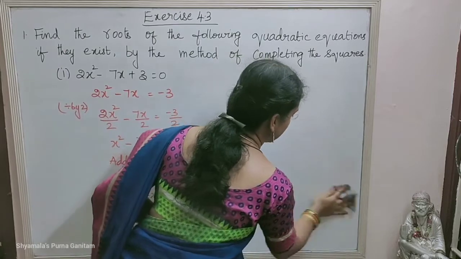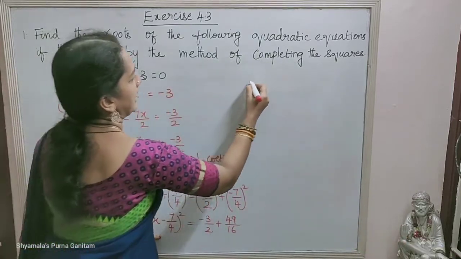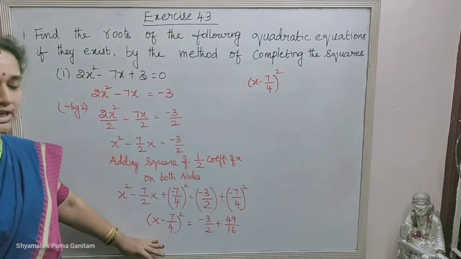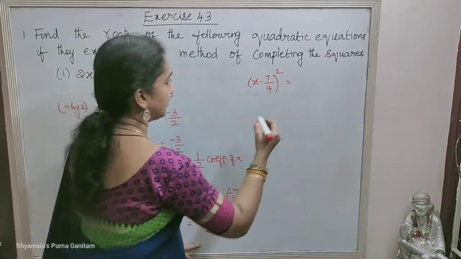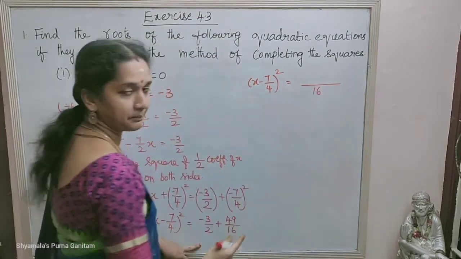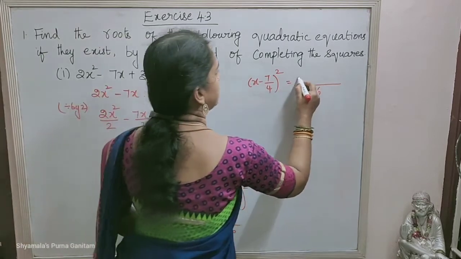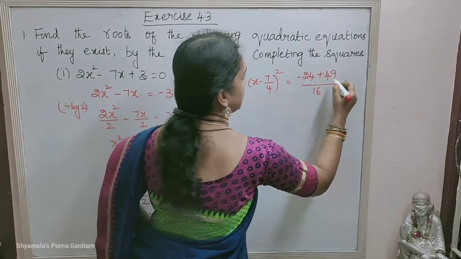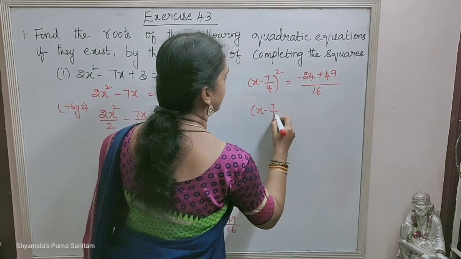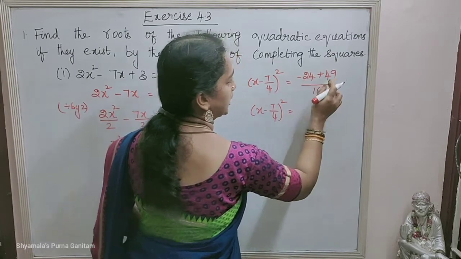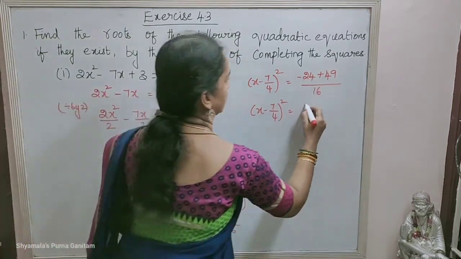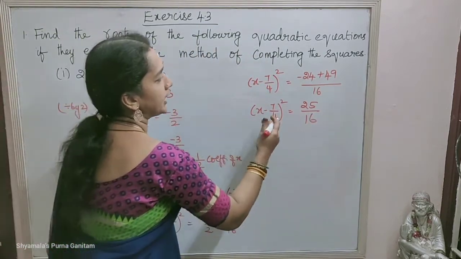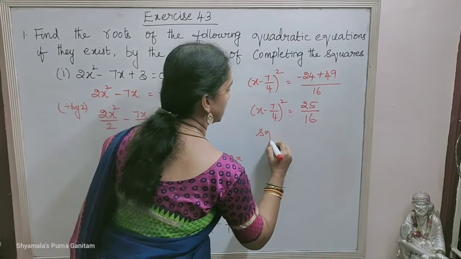Then next, we will simplify this. LHS is as it is, x minus 7 by 4 the whole square. There is no change in this. This side we will simplify. 16 is the LCM. So, 2 8s are 16, 8 3s are 24. Minus 24 plus 49 by 16. So, x minus 7 by 4 the whole square is equal to minus 24 plus 49 will be 25, 25 by 16.